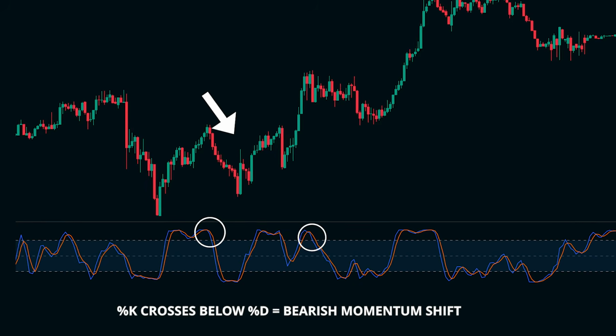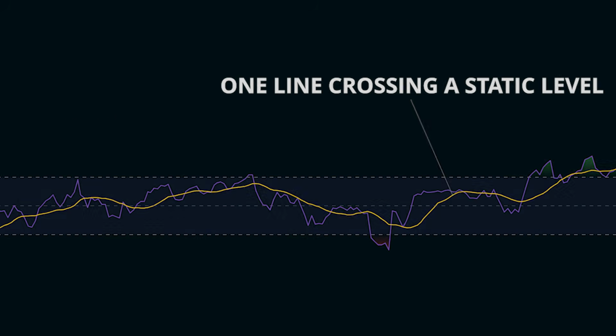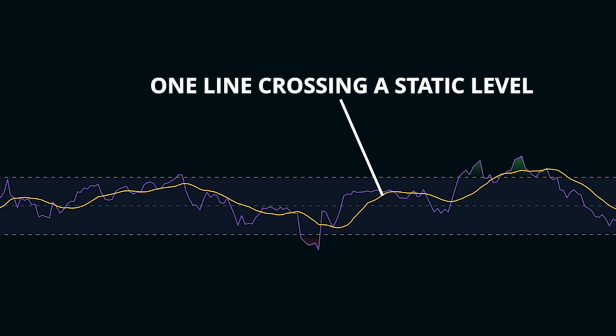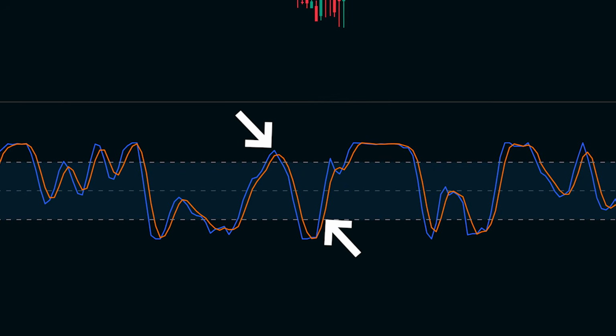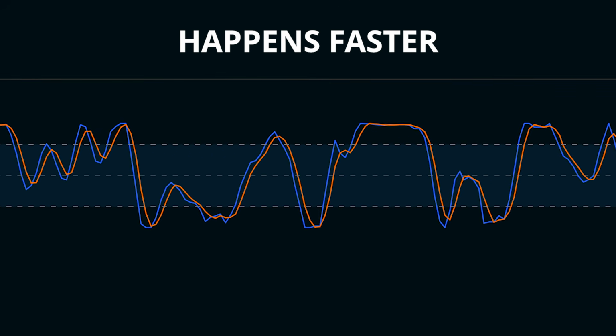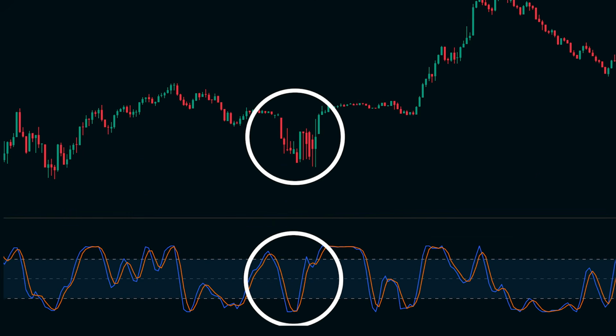When %K crosses below %D, it signals that short-term momentum is accelerating downward. Standard RSI gives you one line crossing a static level. That is a blunt instrument. Stochastic RSI gives you two lines crossing each other. That crossover happens faster, reacts earlier, and pinpoints the exact moment momentum is shifting, not after it has already shifted.